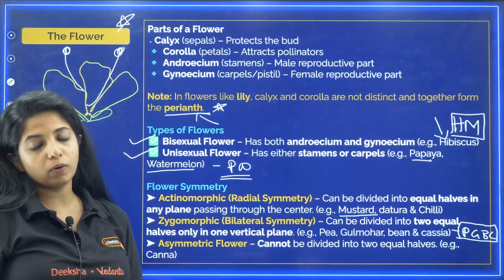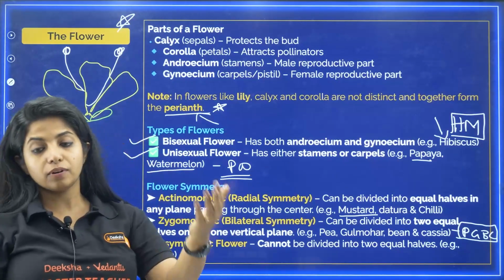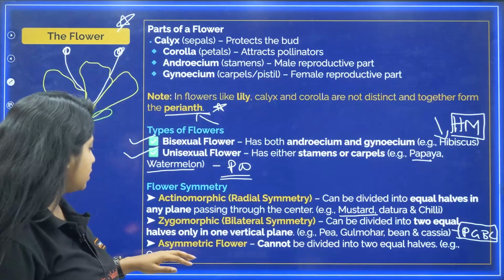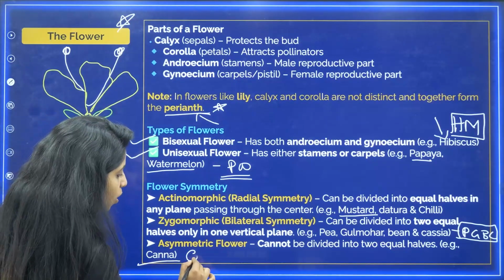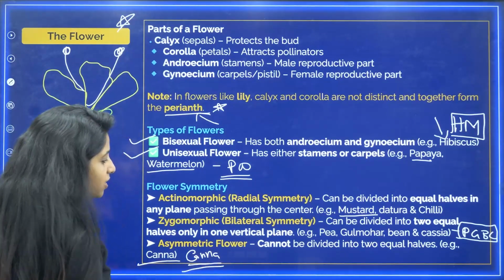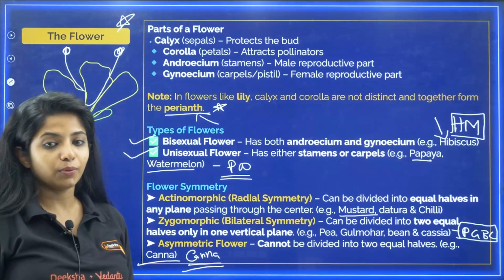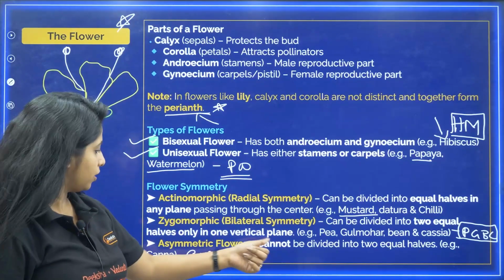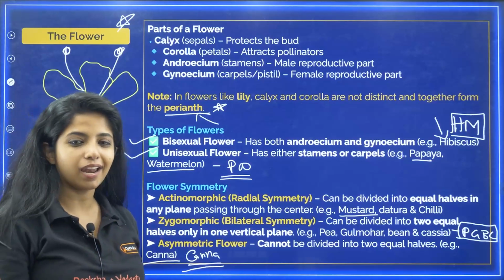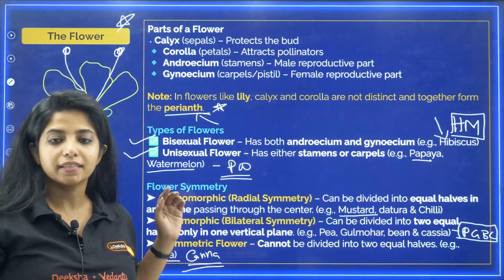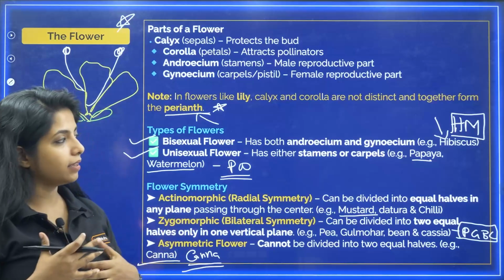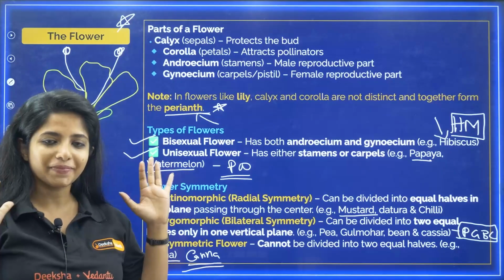Now asymmetric is where you cannot cut a flower from any angle into equal halves. Cannot be divided into equal halves from any angle. Example, canna. So canna says I can do it, but it does not. Okay, so it cannot. Yes, canna cannot. It cannot be cut. Canna. That means it cannot be cut. It is an asymmetric flower.